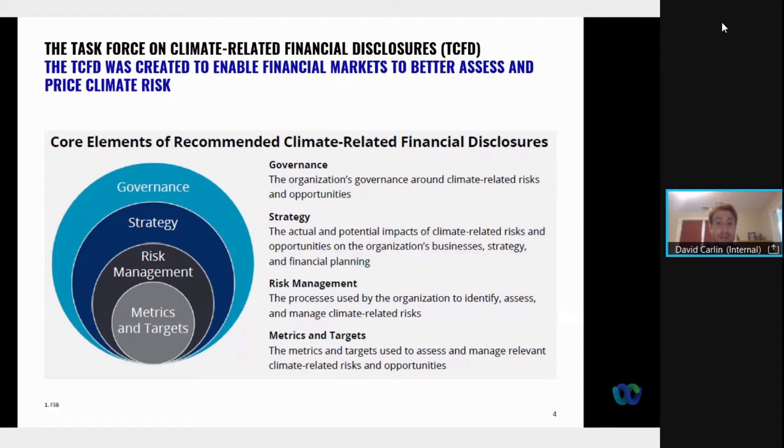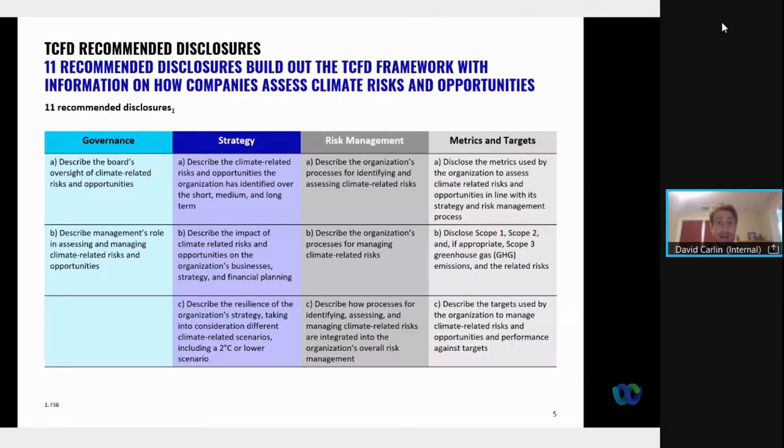And the way that they did this was by putting together 4 pillars on relevant areas that can be impacted by climate. So looking at governance, what is the governance around climate? Strategies, what strategies will one take to manage climate risks, take advantage of climate opportunities? The actual risk management itself, what are those processes? And then finally, the metrics and targets. And within those 4 disclosures are 11 suggested disclosures as well that the TCFD has laid out for good practice.